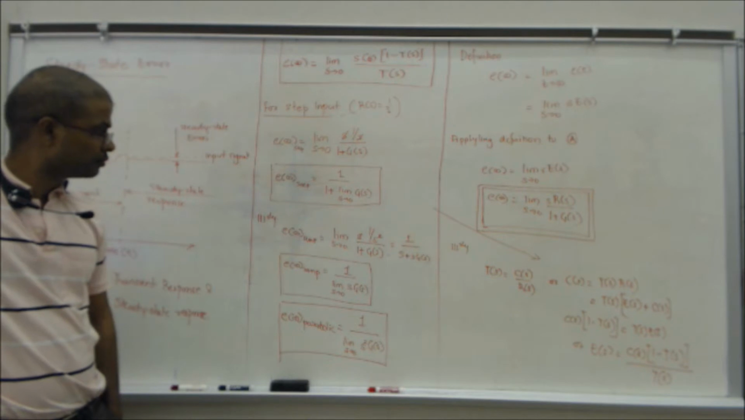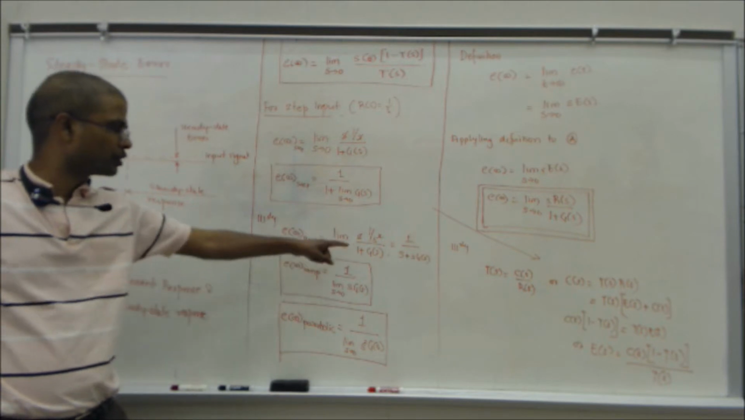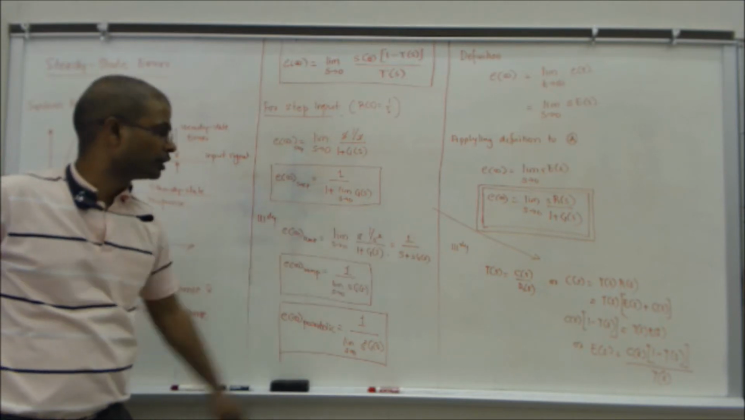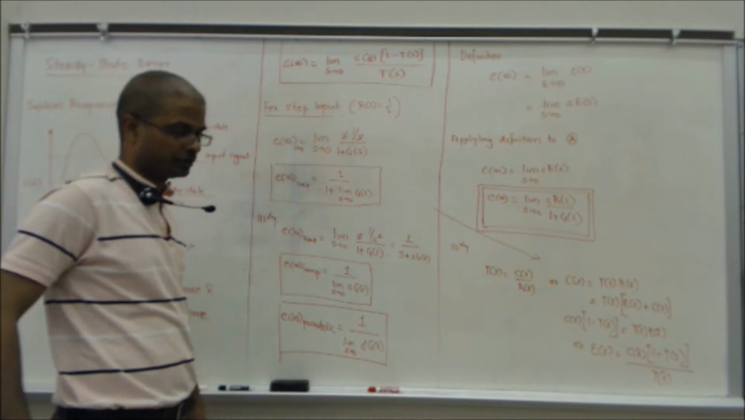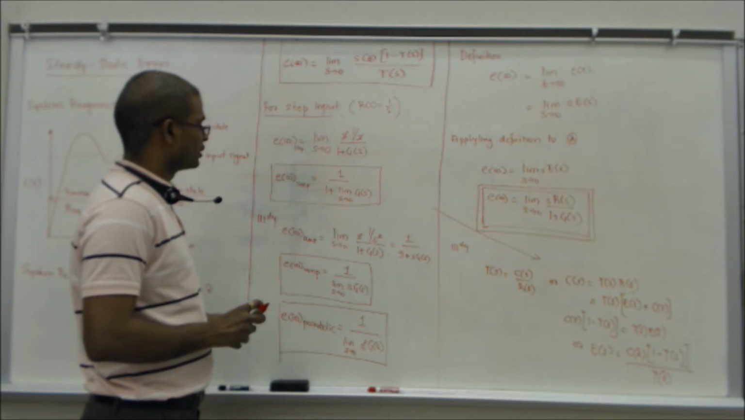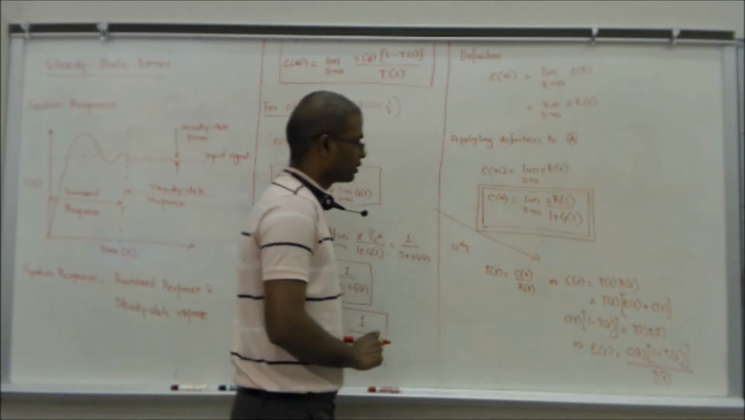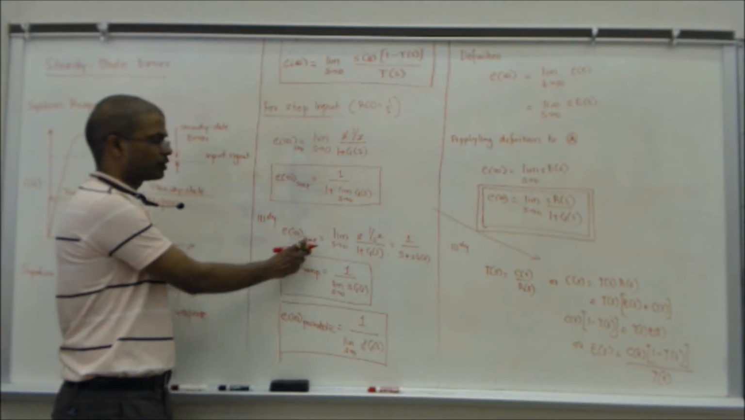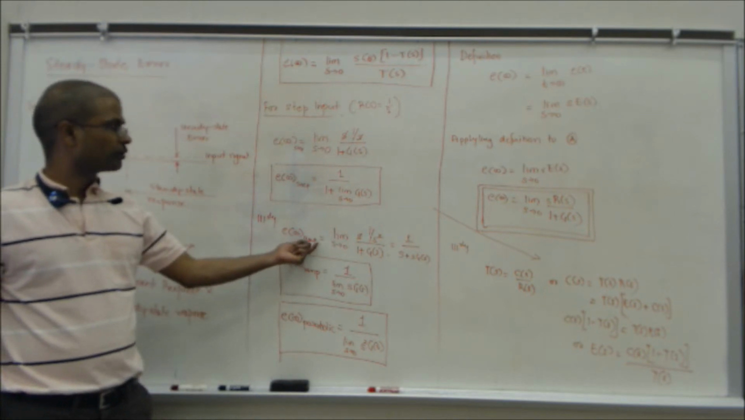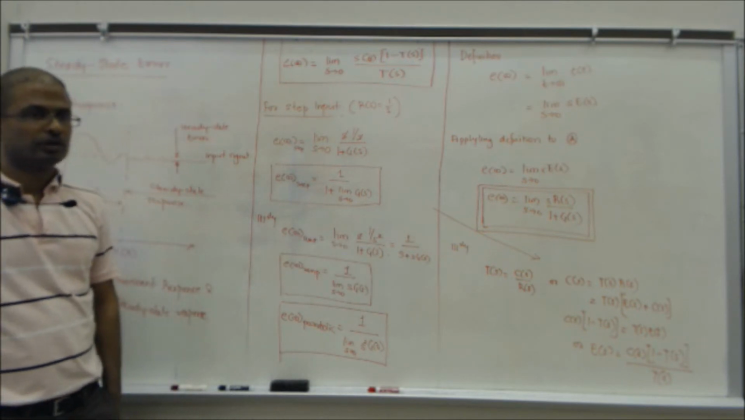For the ramp, what is R of S for ramp? 1 over S squared. See, all you're doing is substituting this. When you want to define specific steady state error, you're defining it for a specific input signal. What does ramp mean? It's for the input signal, ramp input. So that R of S is 1 over S squared. That's it.